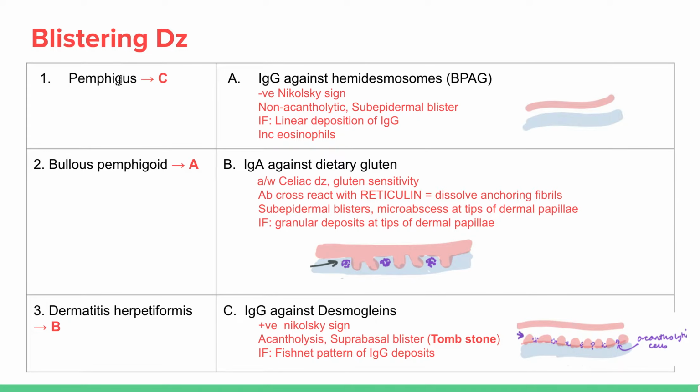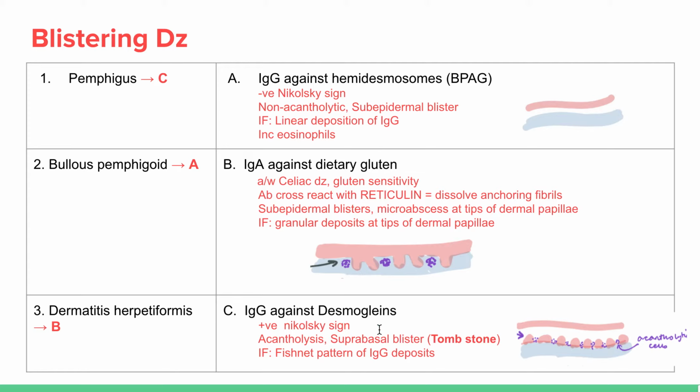Okay, so pemphigus vulgaris, right? It's your IgGs against desmogleins. Okay, these are positive for Nikolsky sign. What Nikolsky sign means is basically if you press on these blisters from the sides, they're going to slough off. So if you press on this laterally, it's actually going to slough off and you're going to see the blister come off your skin. So that's a positive Nikolsky sign.